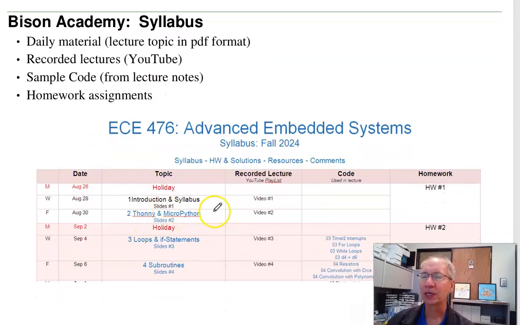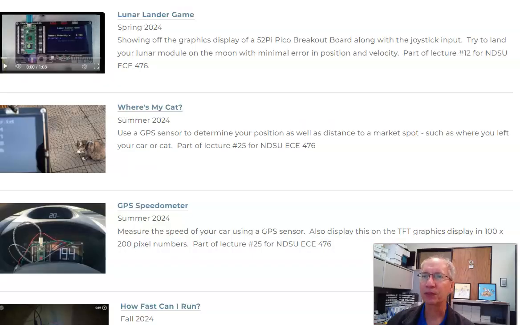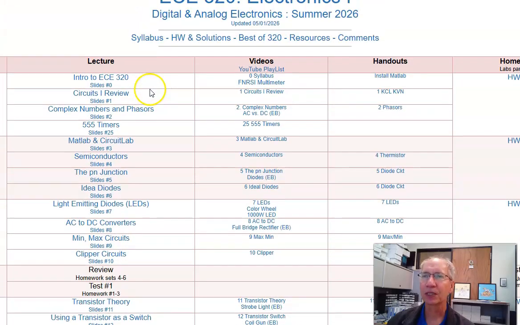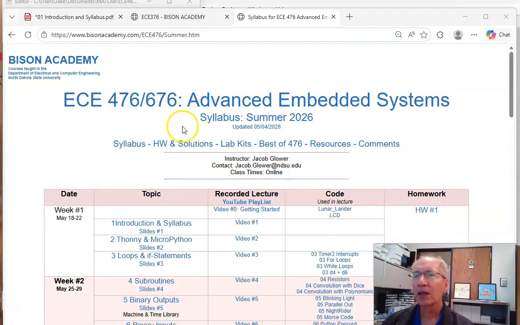The syllabus is on Bison Academy. You might have to click on Summer. If you're trying to see what happens in the course before summer starts, you might have to switch over to Summer. Otherwise, you're going to get the current semester's webpage.